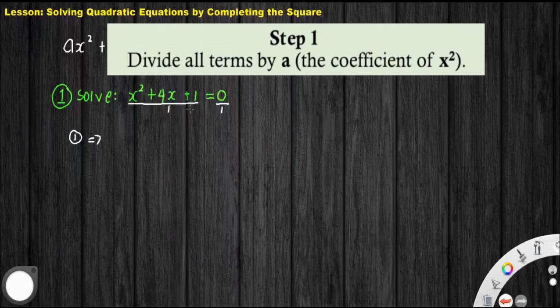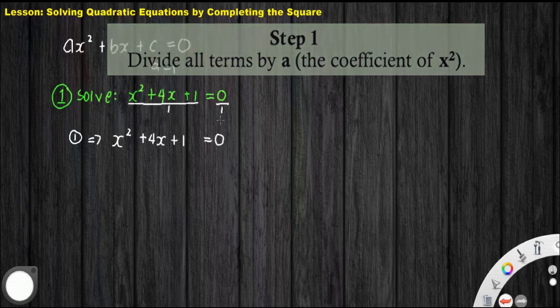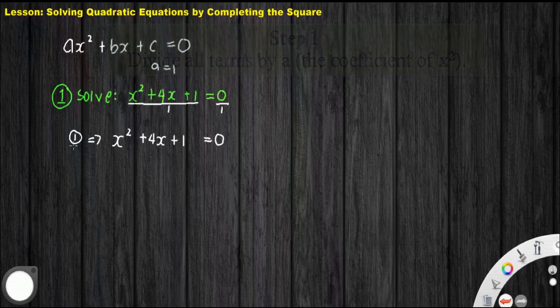So what will happen to the left side of the equation first? Kung x squared plus 4x plus 1, it will be the same: x squared plus 4x plus 1. How about the right side? That is 0. Okay, so ayun ang first step.